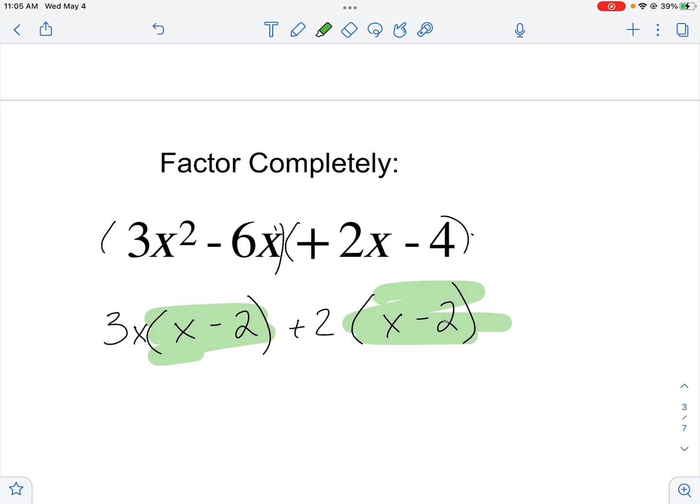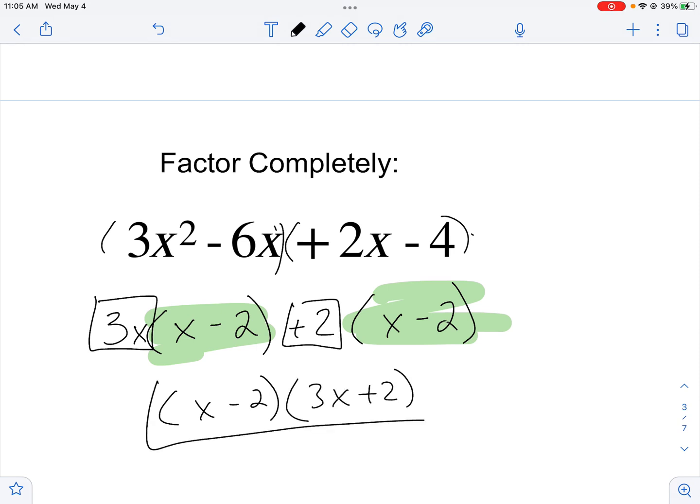If they're the same, you could say something like, hello there. Factors that are the same. All right, now let's see. If I remember, if they're the same, I write what's the same first, and then what's left over, which would be 3x plus 2.